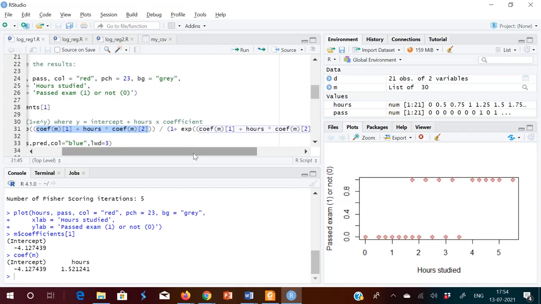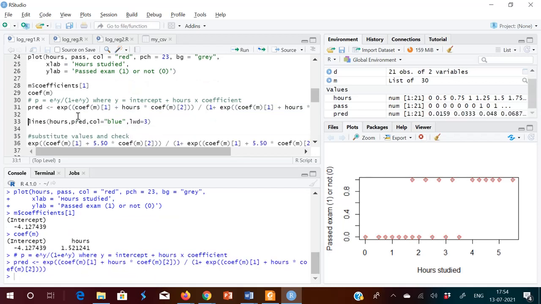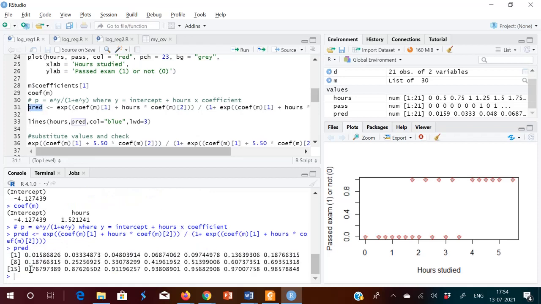Again same thing, you are going to execute that command. So now the probabilities have come in the variable PRED. You can just type this and see. So these are the probabilities, the probability values corresponding to our hours and pass. We used the coefficients in the model, and then directly p equal to e raised to y divided by 1 plus e raised to y. Using that formula, you got the probabilities.